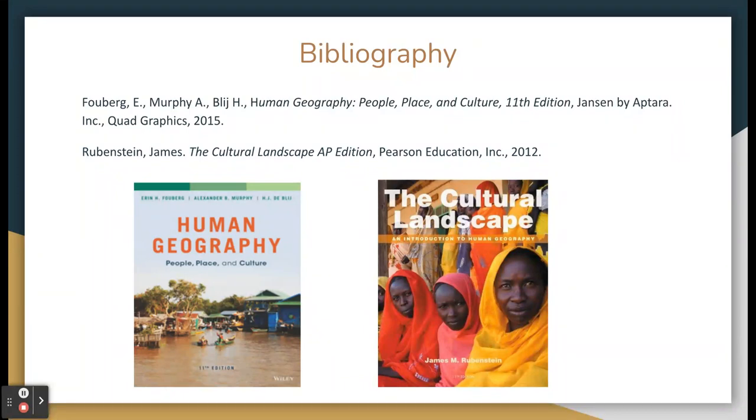For more information, you can refer to these 2 textbooks, Human Geography, People, Place, and Culture, and The Cultural Landscape by Rubinstein.